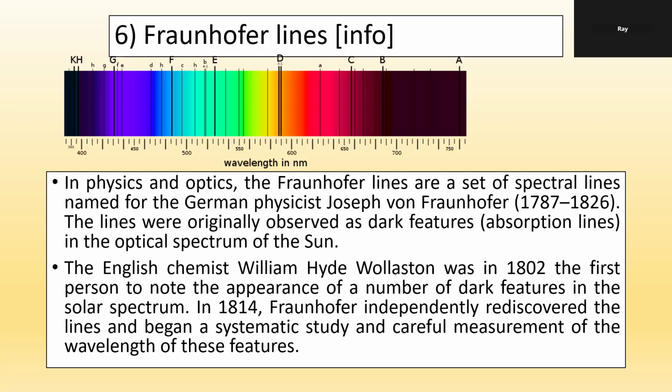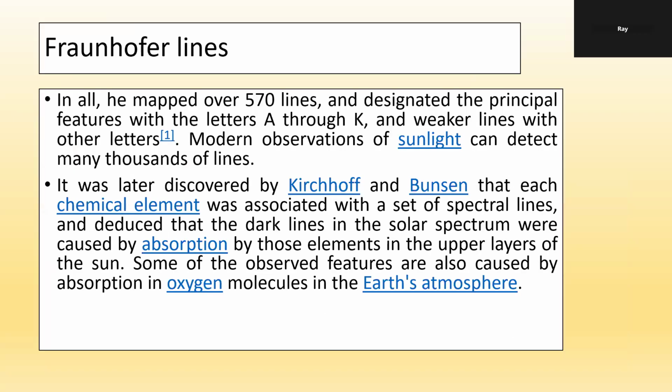So this one is just for info, right? If you are interested, you can read it up. You won't be tested, but in case you are interested in astronomy, right? So modern observation of sunlight today can detect many thousands of lines, right? That's how we know what is present in the sun, right? Besides hydrogen, helium, and others.